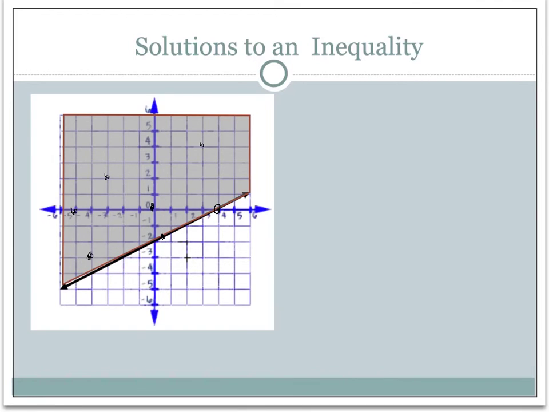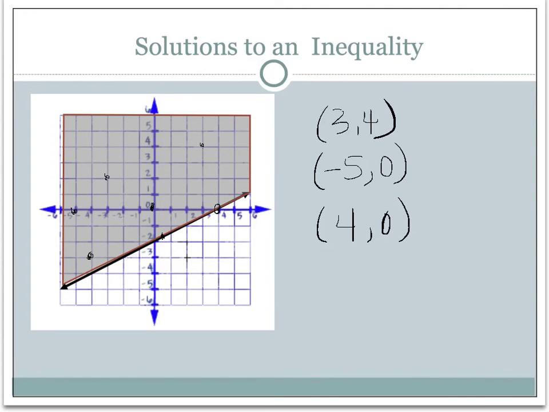So let's just list a few of the solutions. I could say the point 3, 4 is a solution to this inequality. Or I could say the point -5, 0 is a solution to this inequality. I could also say the point 4, 0 is a solution. 4, 0 lies on the line, but since it's a solid line, that would work.